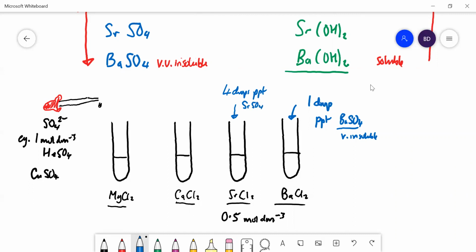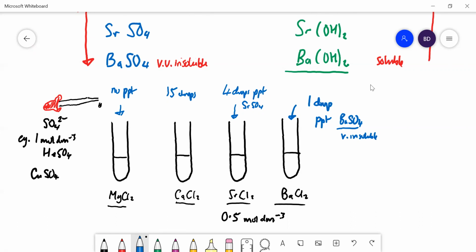And then when you come to the calcium, calcium sulfate is sparingly soluble. So you might be able to add, say, 15 drops of your sulfate solution before you got a precipitate. And then with the magnesium, you probably won't get a precipitate, because magnesium sulfate is pretty soluble, so it's not going to precipitate out. So you get this nice trend. You can add more drops as you go down the group.